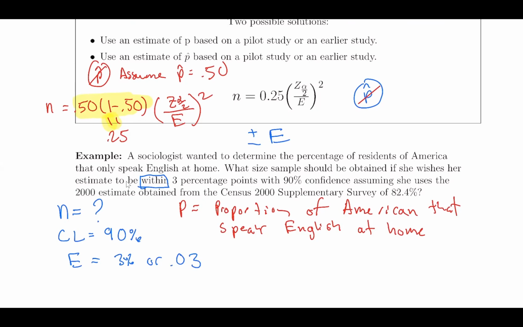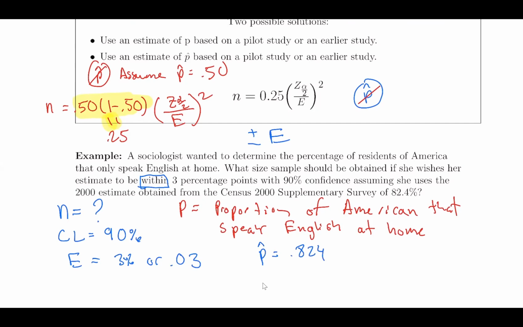Okay, so for this one, do they have absolutely no clue what the proportion of Americans that speak English at home is? Or do they have a rough idea of what it could be? Yeah, good. Well, not the 84%, but the 82.4%. Yeah, there you go. So that's our p hat.